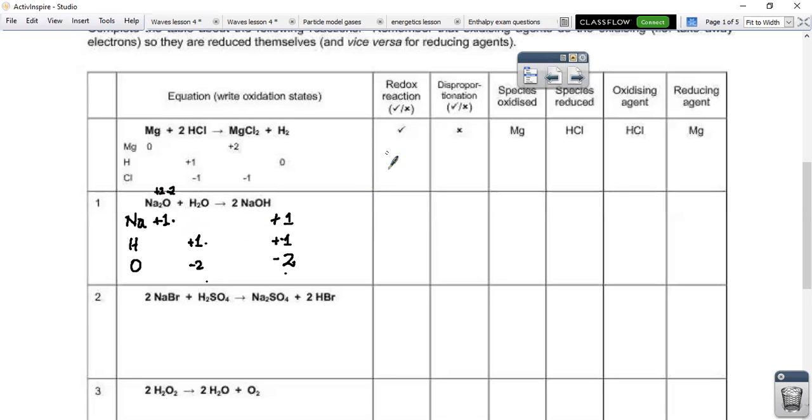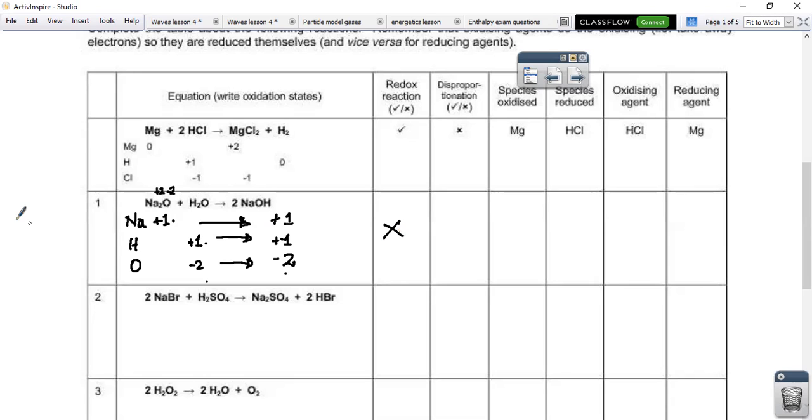Therefore, is this a redox reaction? Think very carefully. Has anything changed its oxidation state? No. Nothing has changed its oxidation state. So this is not a redox reaction. Does that make sense? Yeah.